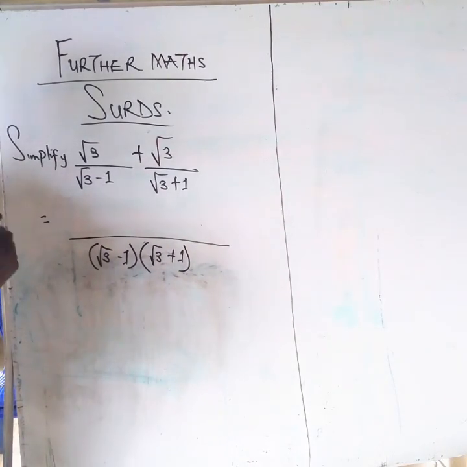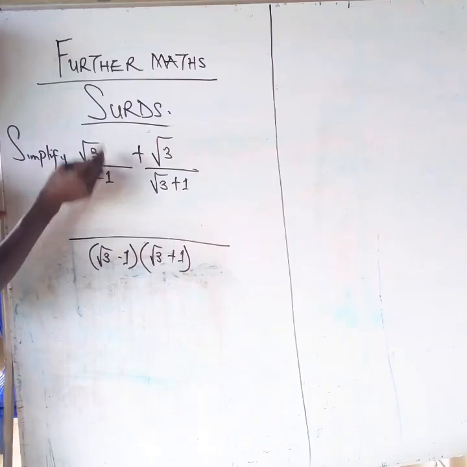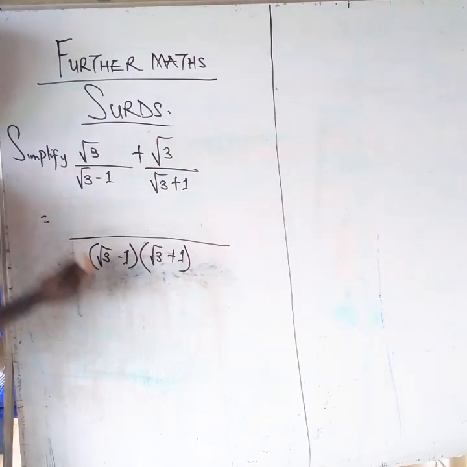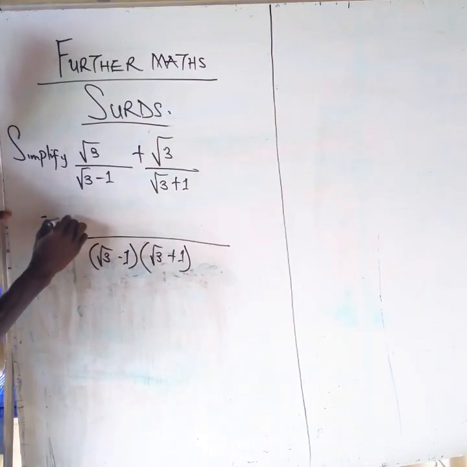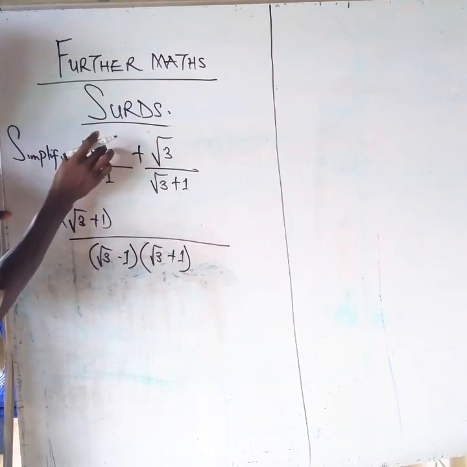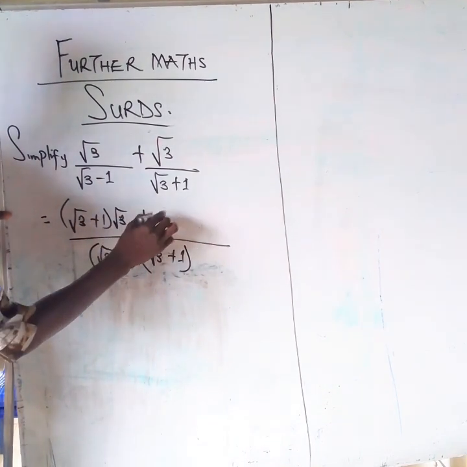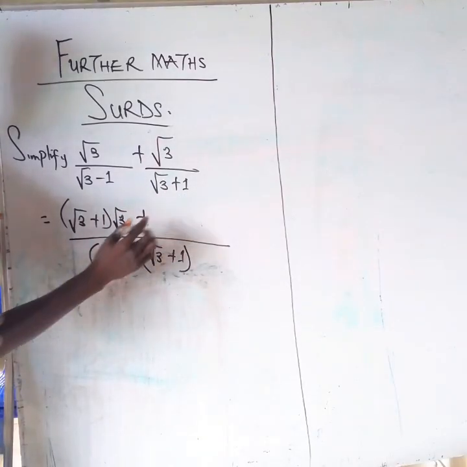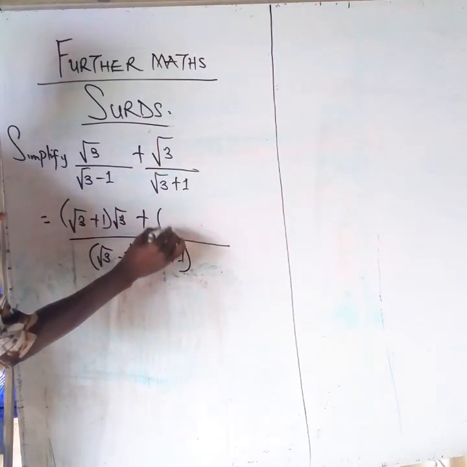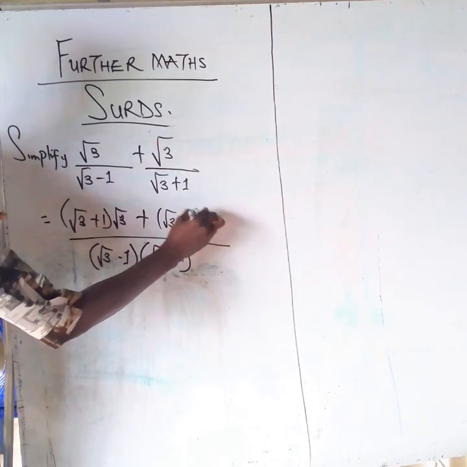So how are we going to resolve this? You use the denominator to divide by this and multiply by this. So you have this divided by this, you have root 3 plus 1 multiplied by root 3. Then, you use the denominator to divide by this. You have root 3 minus 1 multiplied by root 3.